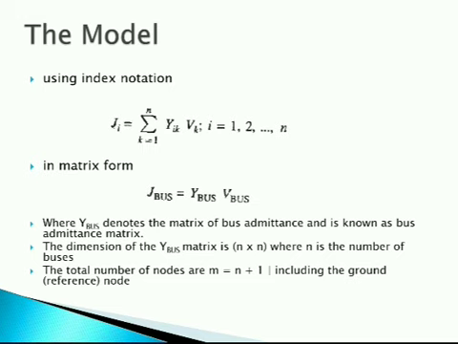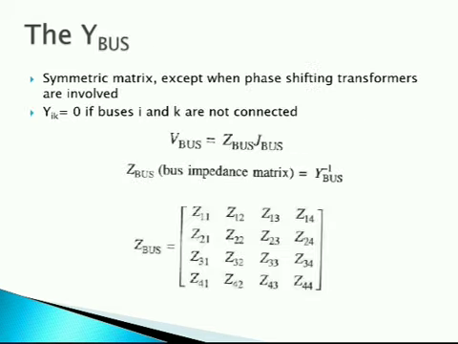Then what should be the dimension of Y bus? It should be 5 cross 5, right? What should be the dimension of J bus? It should be 5 cross 1, and V bus should be 5 cross 1, and the total number of nodes would be 6, 5 plus 1, because we are including the ground node or the reference node.